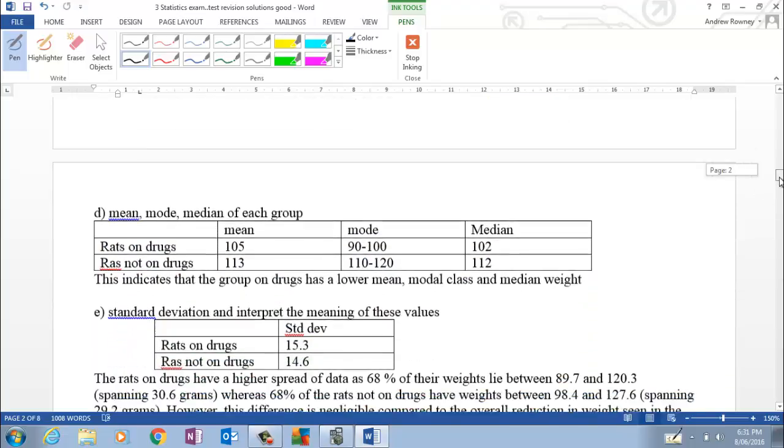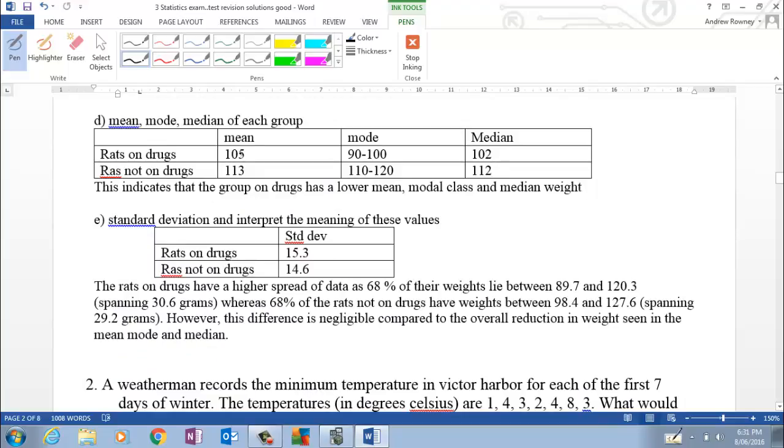We can also do data summaries, mean, mode, median of each group. So there's a summary which you'd get from the 1-Var Stats in the graphics calculator. We can see that when the rats are on drugs, the mean goes down, the mode goes down, and the median goes down. So clearly they're all showing the same effect. The standard deviation you can also get from 1-Var Stats on the calculator. And you can see that the rats on drugs is slightly bigger. The spread of data is 15, whereas the control group is only 14. But that's not much of a difference.